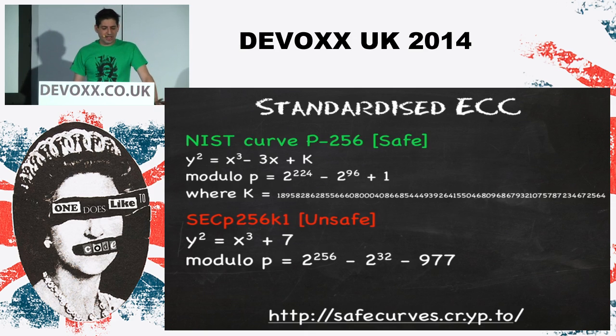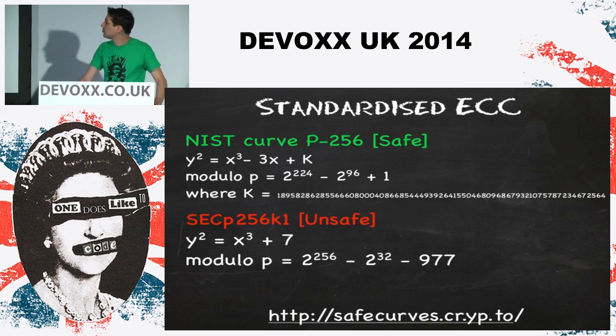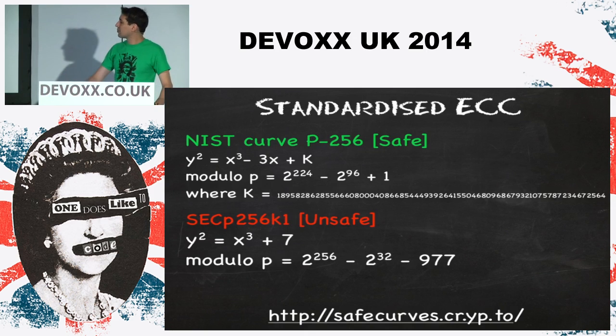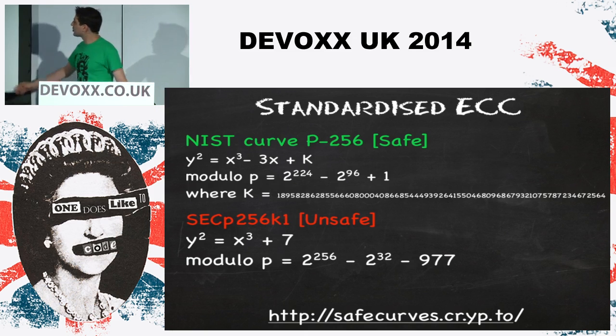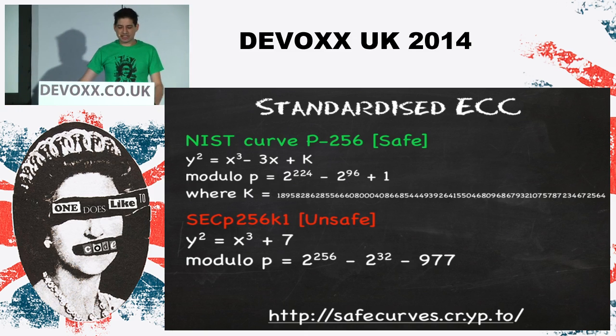A couple of the curves. There's this NIST curve, which is one of the most safe ones. As you can see, it's like the formula we saw before. It's a Weierstrass curve, and I've got this lovely long K number that it adds on the end. So, yeah, it's pretty much just a standard elliptic curve. It's one of the NIST ones, and it's relatively safe to use.